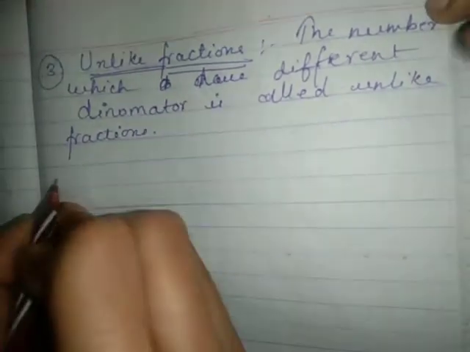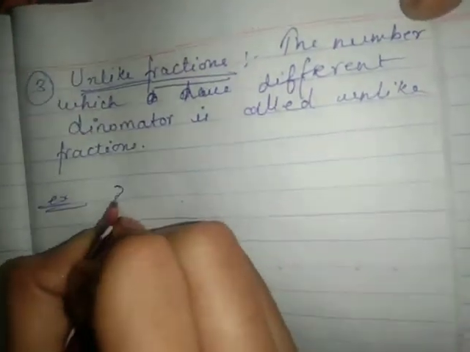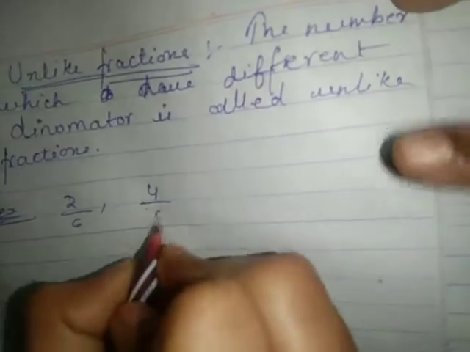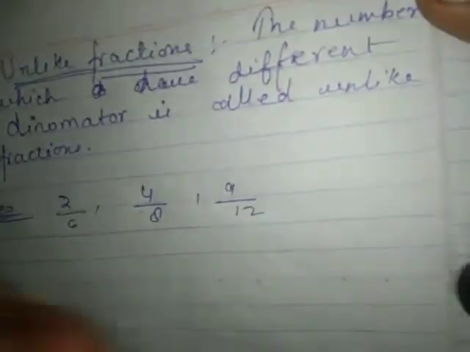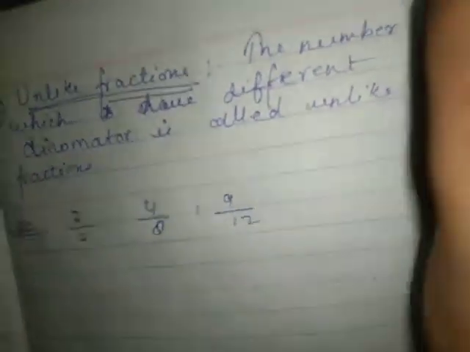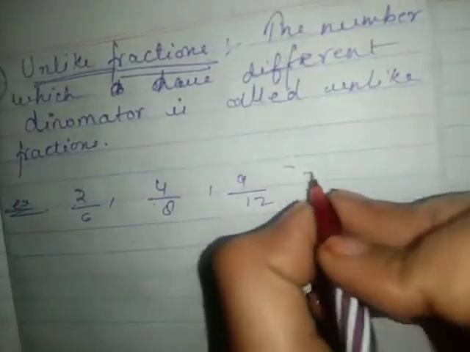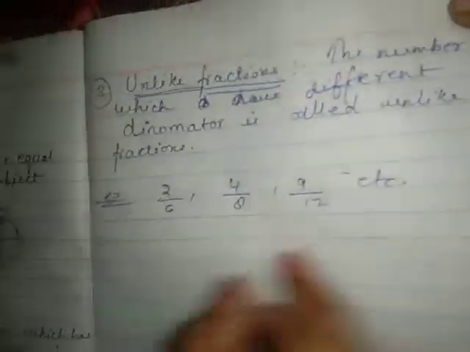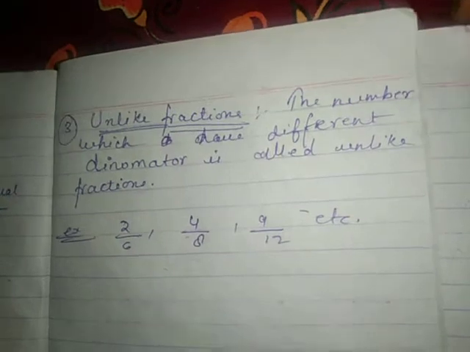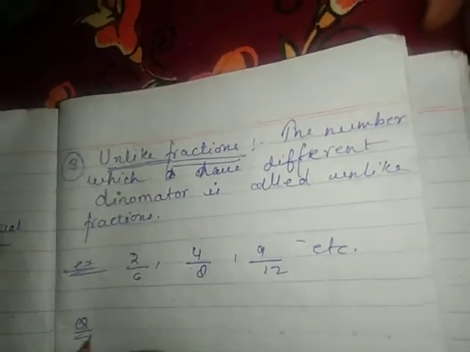Understood everybody? For example, 2 upon 6, 4 upon 8, 9 upon 12. These are unlike fractions because all the numbers have different denominators. Understood everyone? Now your class work.